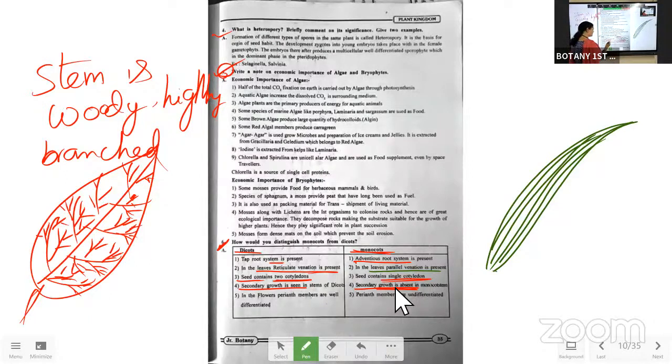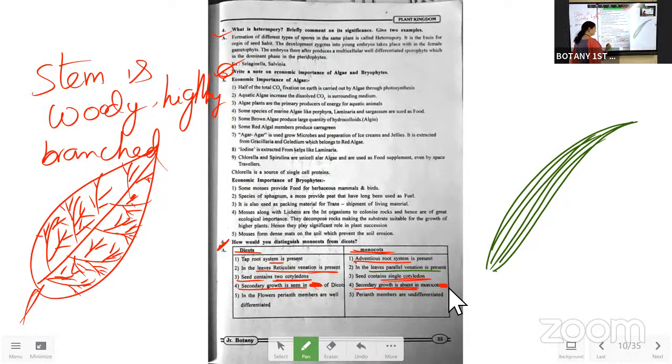So what we have to say: secondary growth occurs in dicots. Secondary growth is absent in monocots. Monocot, no need of a stem. Monocot plants. That's it. Now comes the flowers.